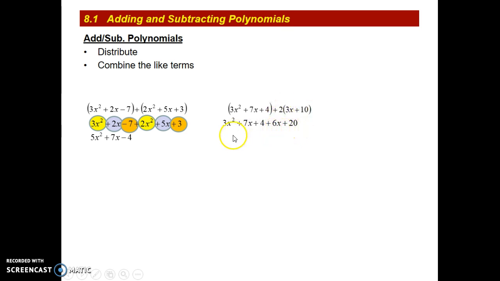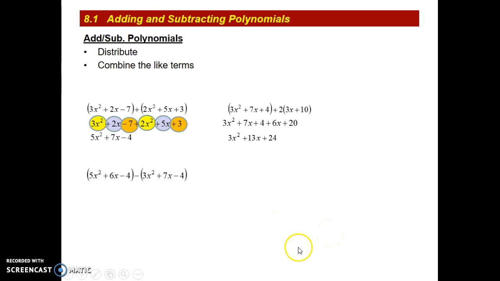Now, it's time to combine like terms. Notice I don't have another x squared term, so that's just going to come down and be part of my final expression. I'm going to combine the 7x and the 6x together, and 7 plus 6 gives me 13x. I'm going to add my 4 and my 20 together for a total of 24. So my final expression is 3x squared plus 13x plus 24.